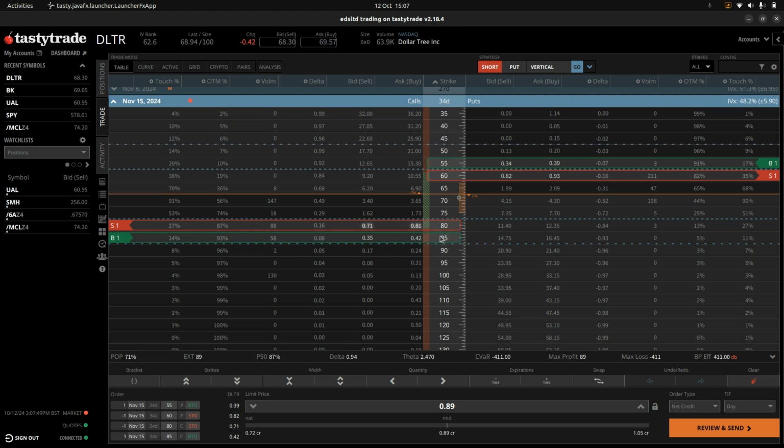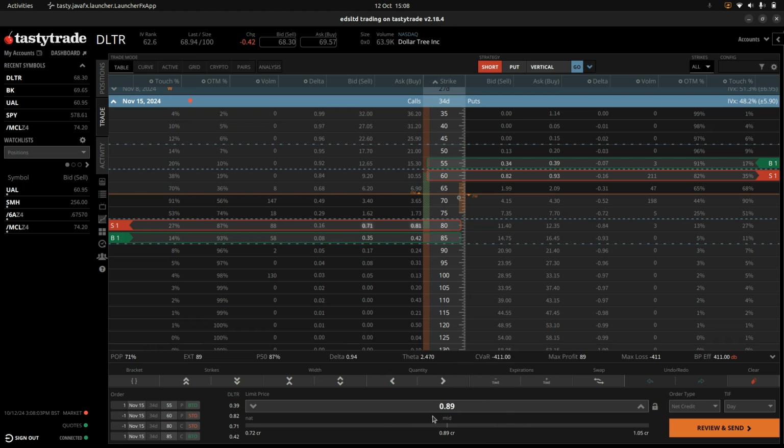So your max loss is whatever the distance is between your short and long strike. So between 80 and 85, that's $5. That's your max risk. Between 60 and 55, it's $5. $5 is your max risk. Now you would collect 89 cents up front. So you take, and nobody can take that away from you, remember.